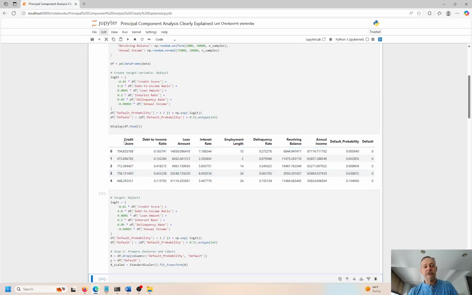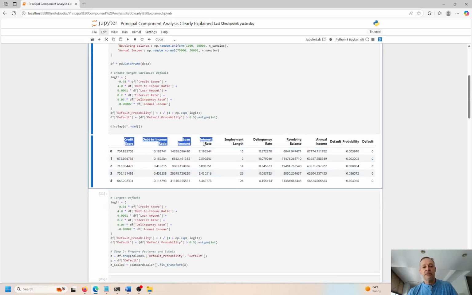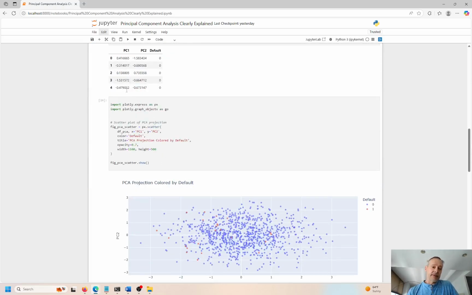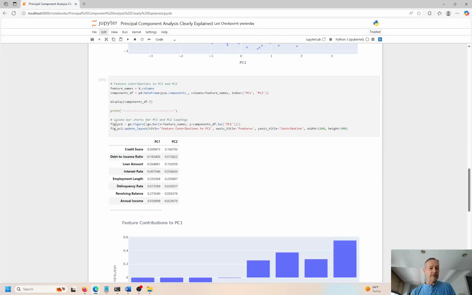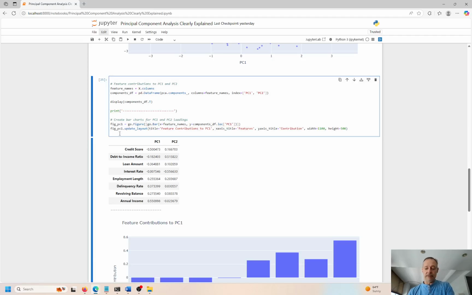So remember, this is what we started with: credit score, debt to income, loan amount, interest rate, employment length, delinquency, revolving balance, annual income, and default probability, right? So those were the inputs. This is the analysis right here, principal components. We want to take that and map that back to the original features that we fed into the model.